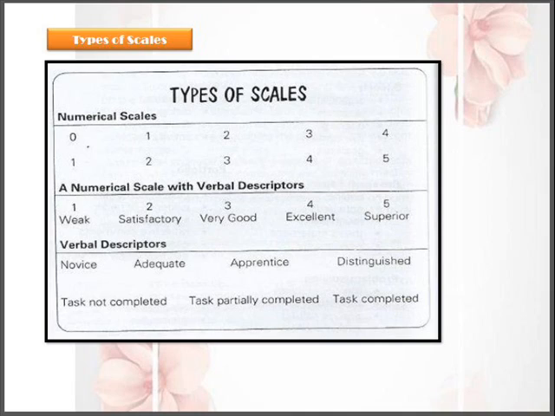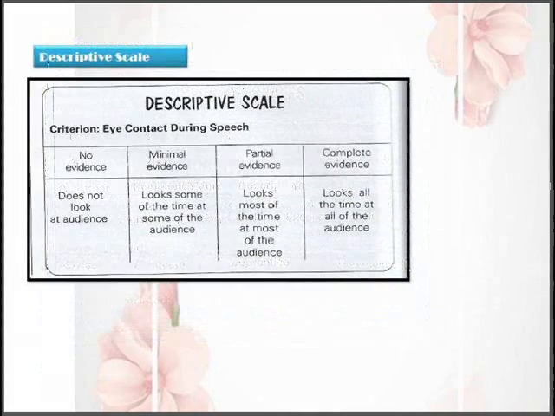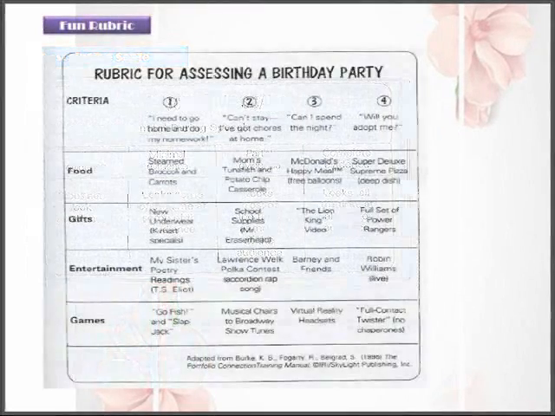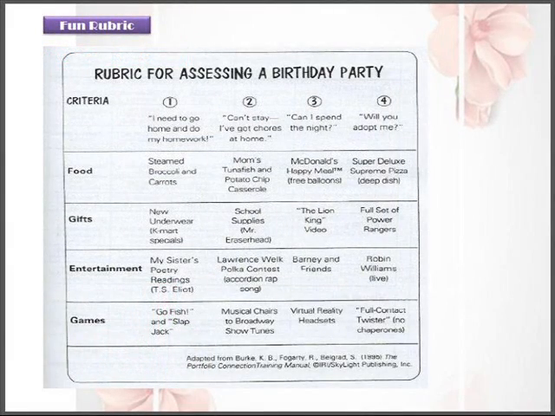The next kind of scale is the descriptive scale. For this example, the criterion is eye contact during speech. I will take one example. The minimal evidence, for example, looks some of the time at some of the audience. And we can also conduct any project with our students to use a fun rubric, as in the example, the rubric for assessing a birthday party.